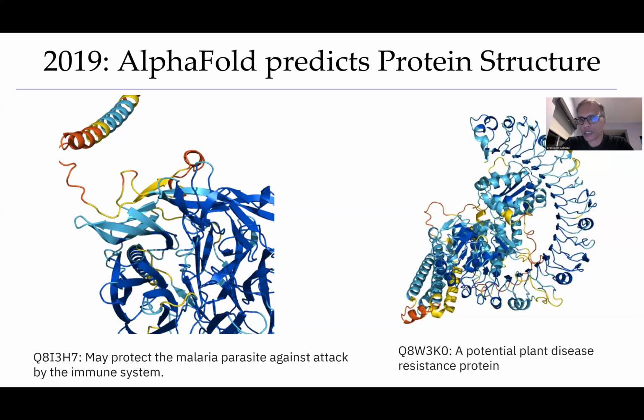So this work actually won the Nobel Prize for Demis Hassabis, who is the AI scientist who currently heads Google's DeepMind, for his work on AlphaFold.